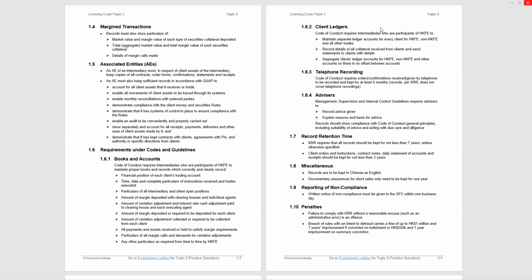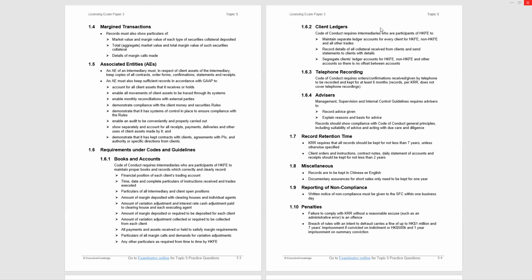Continuing under the code of conduct, top of page 5.4, client ledgers. Now, I would say there's always a question on client ledgers, so be aware of these points. So the code of conduct requires intermediaries who are participants of the exchange to maintain separate ledger accounts for every client for the futures exchange, non-futures exchange, and all other trades. So separate accounts for each category. Why do we have to do this? We'll see in a moment.